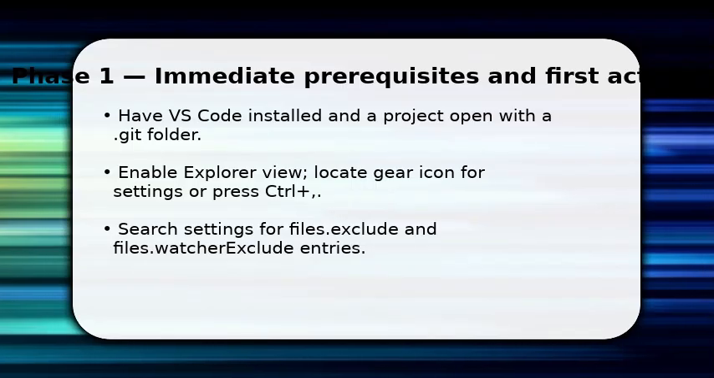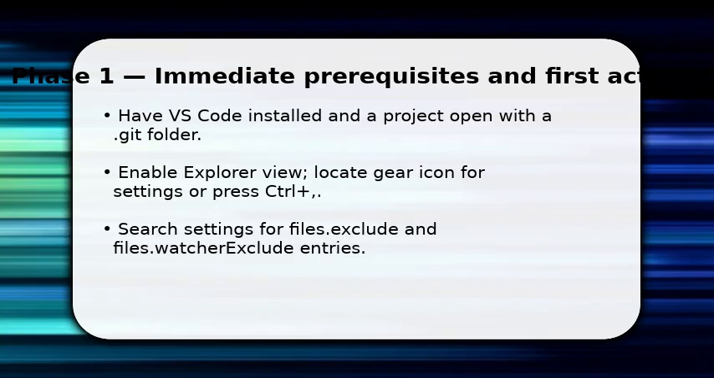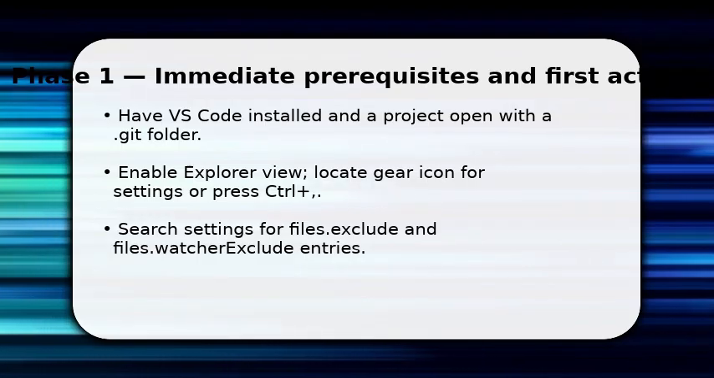You already have VS Code and a repo open. Now start making hidden Git files visible. First, open settings quickly with Ctrl+comma so you stay in context. Once done, type files.exclude into the search bar to reveal patterns that hide files and folders.